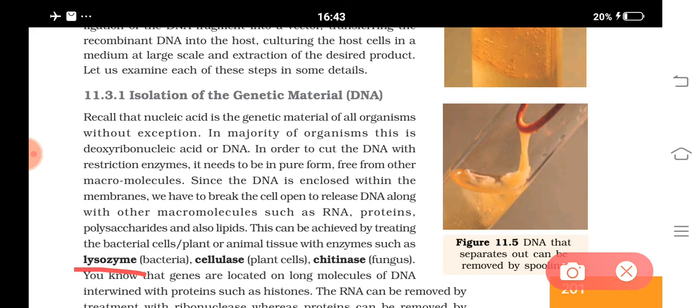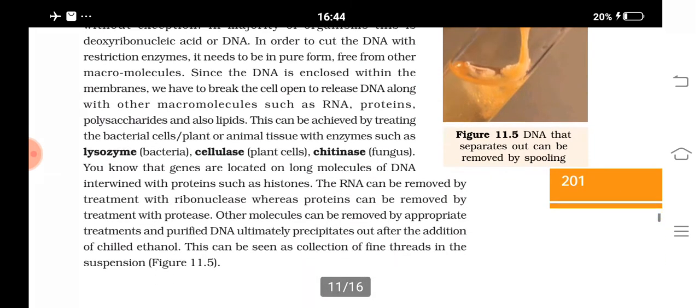Lysozyme. Then if the DNA has to be isolated from plant cells, then we have to use what? Cellulase. Then if it is from fungus, we have to use what? Chitinase. So we know their structures, their cell wall is having some specific compounds like chitin, cellulose. Then in bacteria also their cell wall is different. So this kind of materials are used to isolate the DNA.